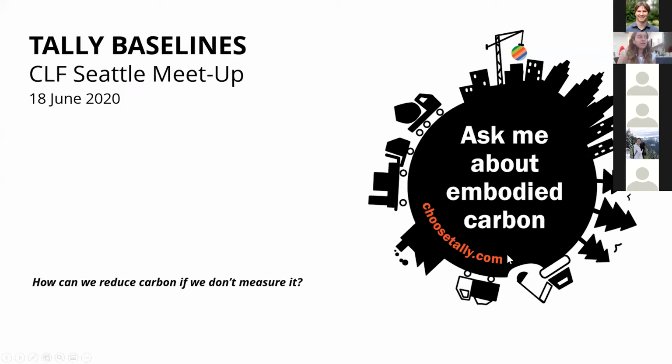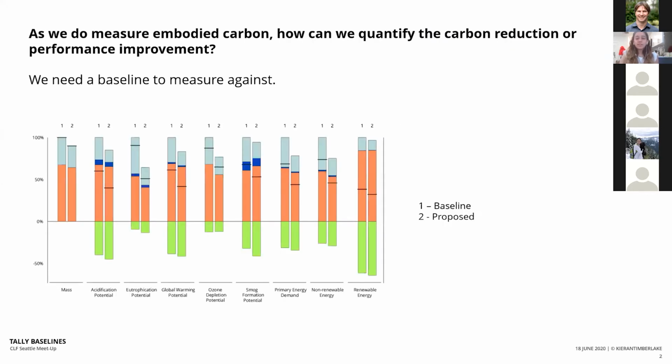To start off, I want to pose a question that we often start with in a lot of our Tally and LCA related talks: how can we reduce carbon if we don't measure it? Now with a lot of new tools like EC3 and, of course, Tally and some other tools, we're able to measure the impacts of carbon in the AEC community. So the next question really is, how can we quantify the reductions or the performance improvement when we do measure carbon? And for this, we really need some sort of baseline or a standard to measure against.